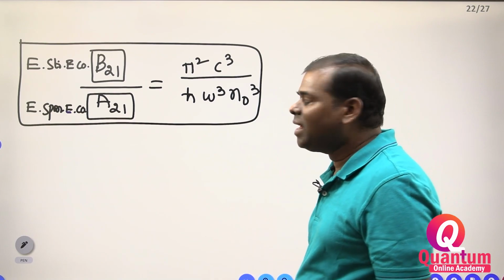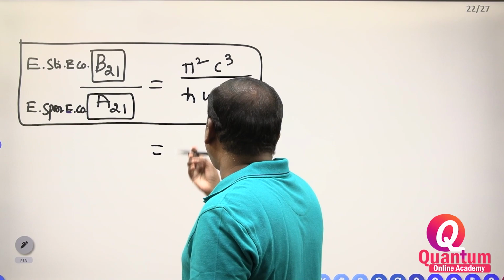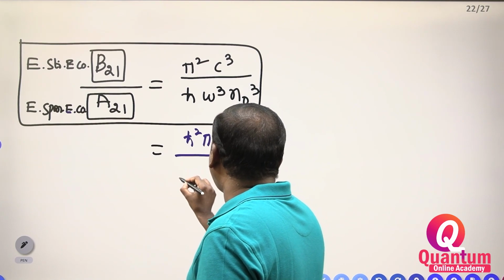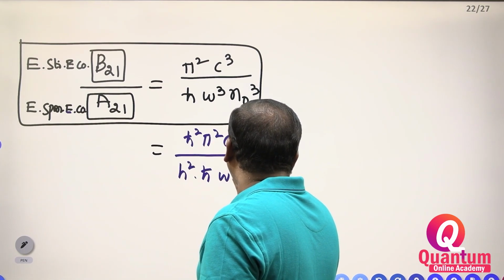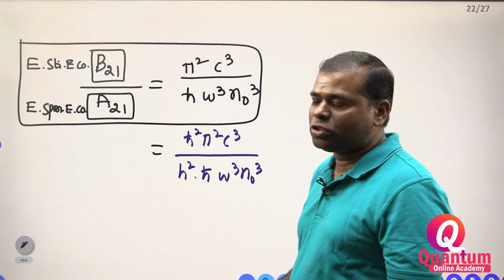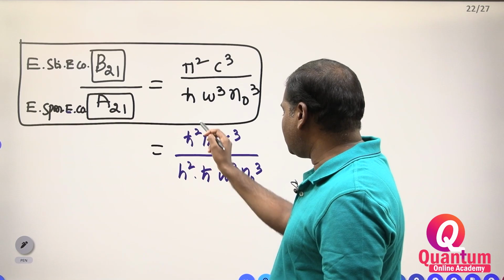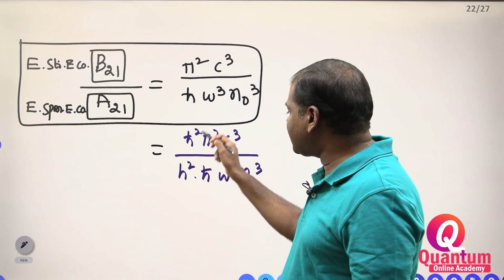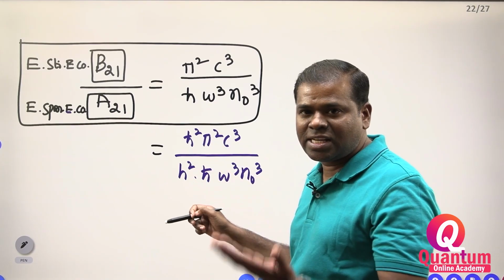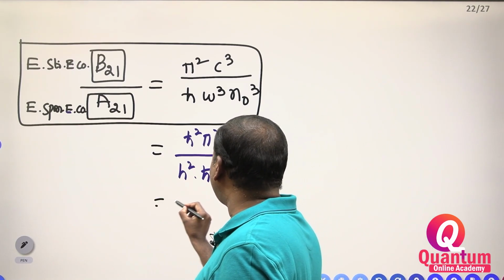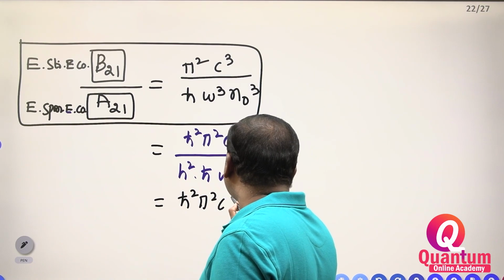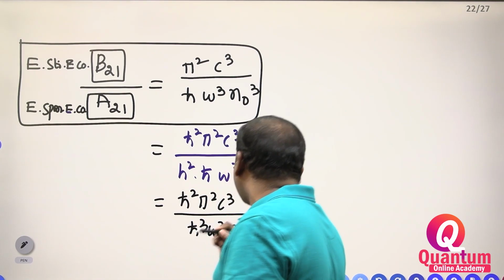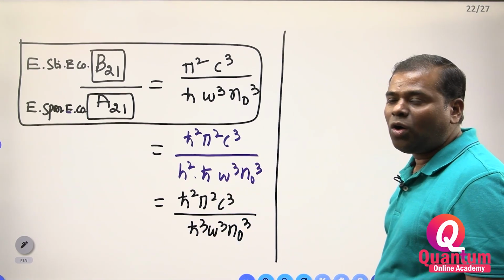Now let us calculate here. How do we calculate? You multiply numerator and denominator with h cut square, so that it becomes h cut square pi square c cube divided by h cut cube omega cube into n naught cube, since h cut square into h cut is h cut cube. Now you write the formula. How do you write the formula?